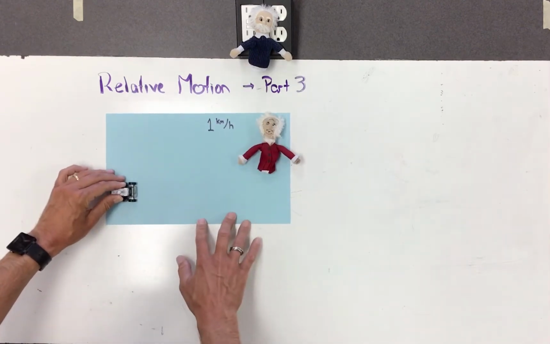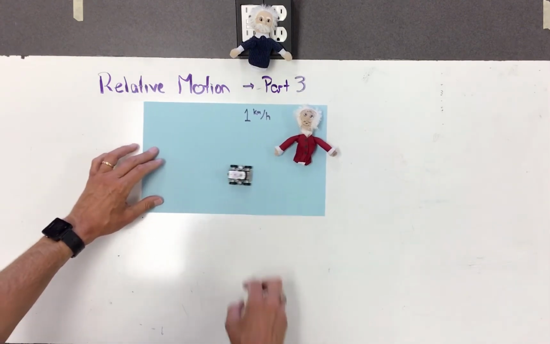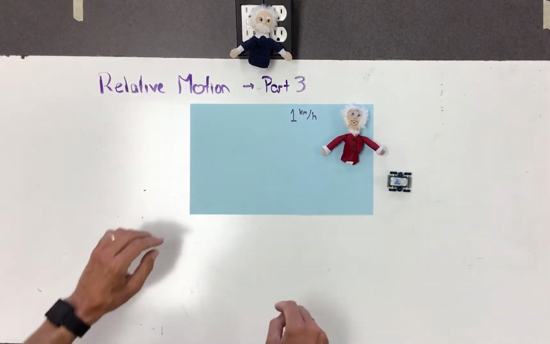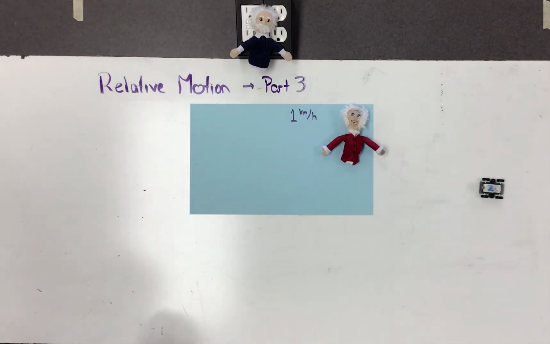Albert's chilling out way over here. He's going to see the car moving at a rate of 3, the 2 and the 1 combined. I hope that's a little bit intuitive.